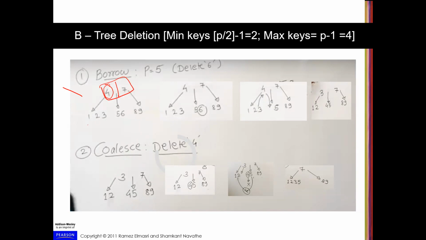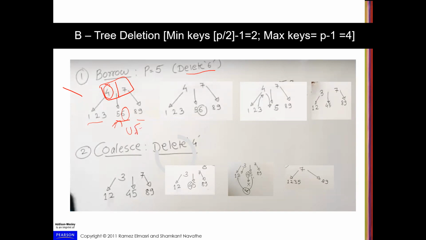The root has a left child, a middle child, and a right child. Now we try to delete 6. So 6 is here, right? We find 6 here. Now when we try to delete, we will come up with the situation where this middle node will underflow.